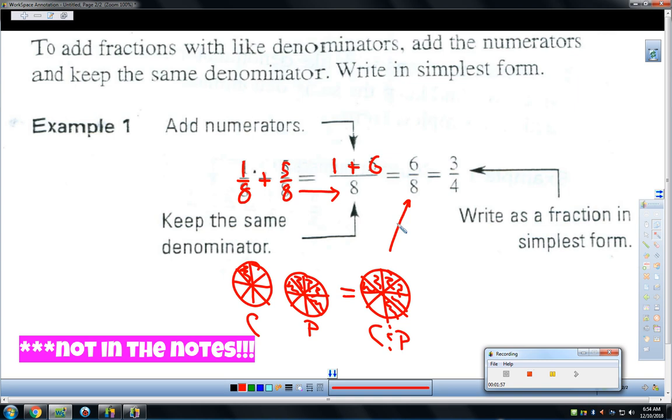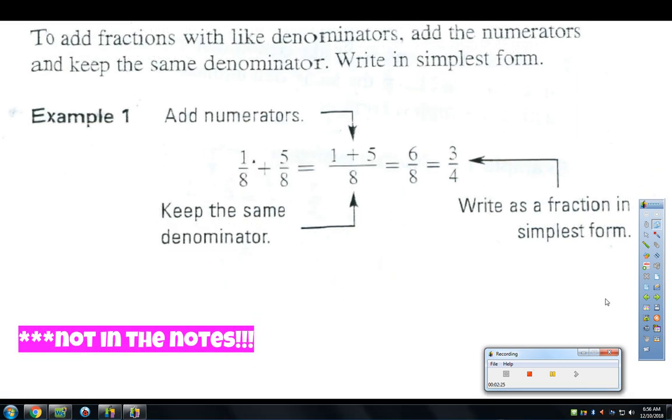And then a reminder from one of our bonus sections, when we are figuring out fractions in simplest form, we're going to divide the top and the bottom by a number that they have in common. 6 and 8 are both divisible by 2, which leaves us with 3/4. Subtracting fractions is actually very similar, except we're subtracting instead of adding.